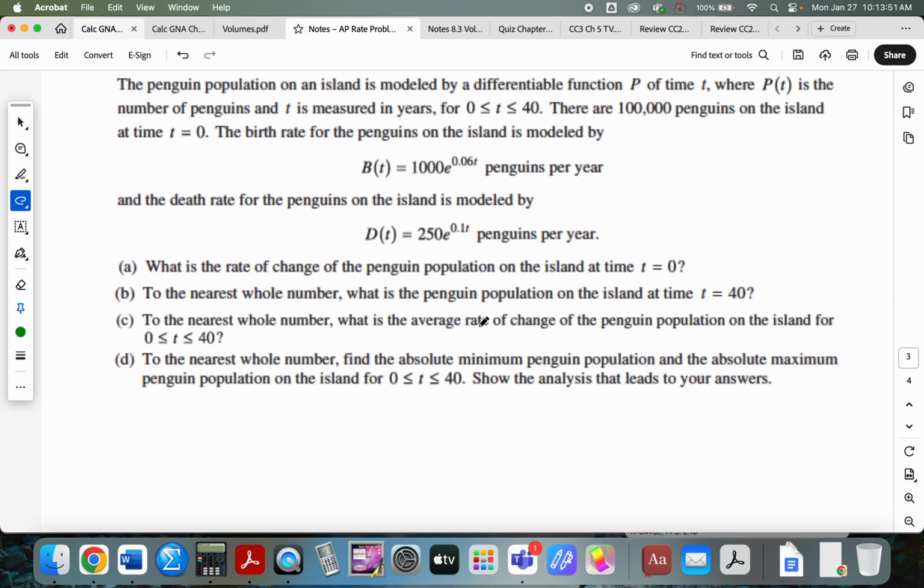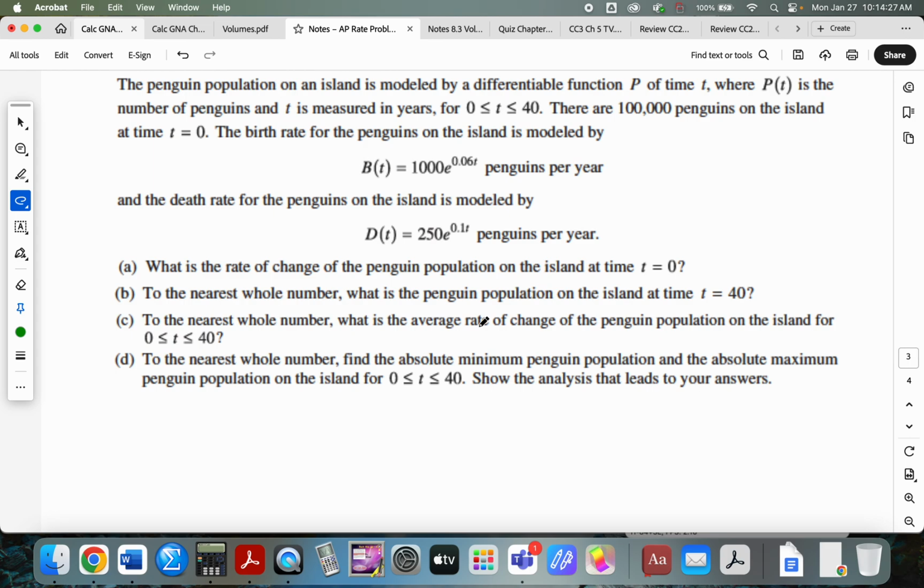All right, let's look at, I think I mentioned earlier, you could have a death rate and a birth rate. That's what we have here. So the penguin population on an island is modeled by the differentiable function p of t, where p of t is the number of penguins and t is measured in years between 0 and 40. There are 100,000 penguins on the island at t equals 0, and it gives you a birth rate and a death rate for the penguins.